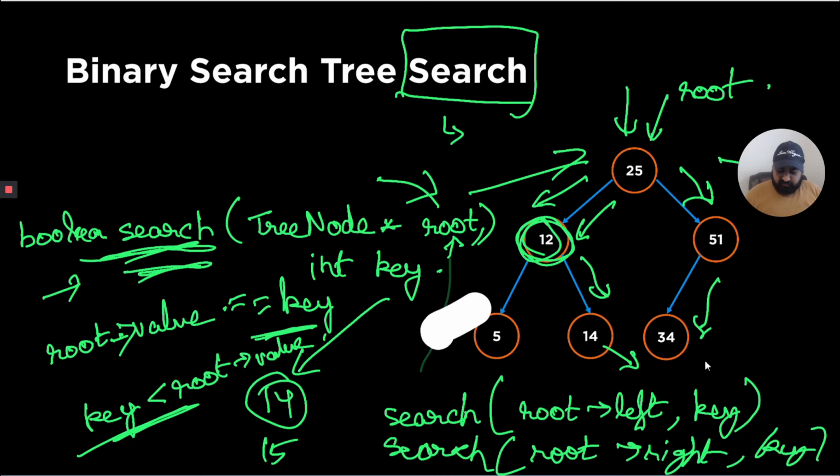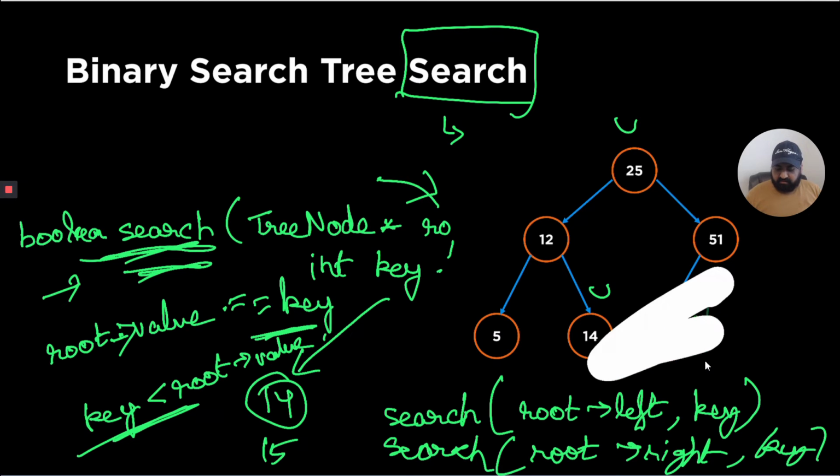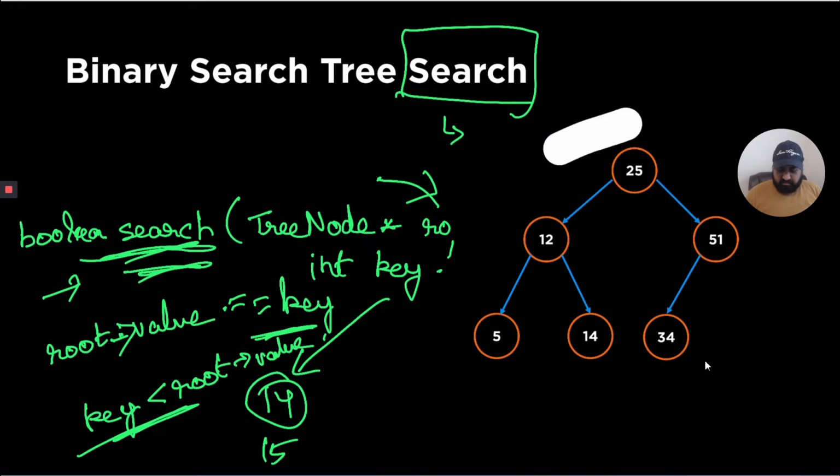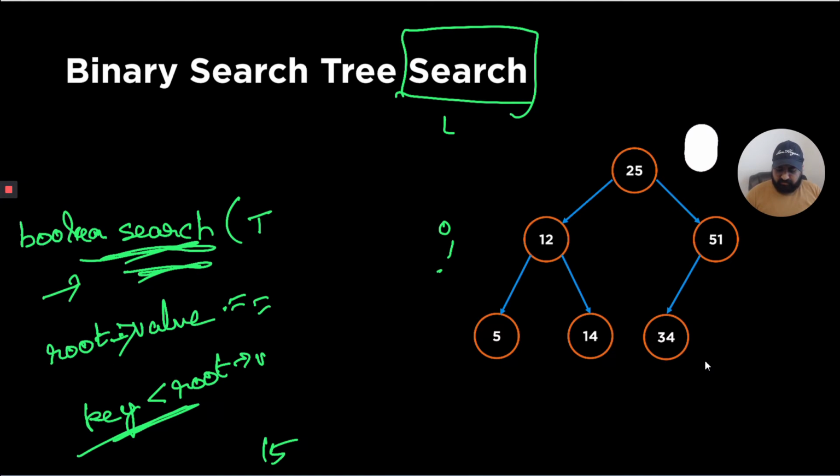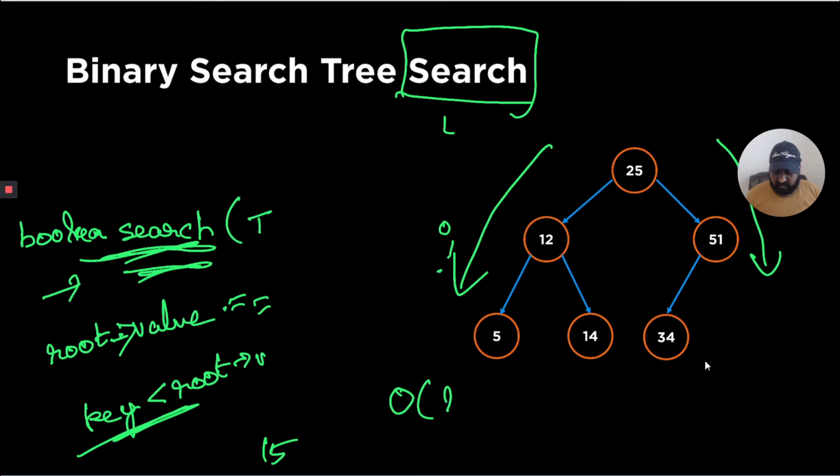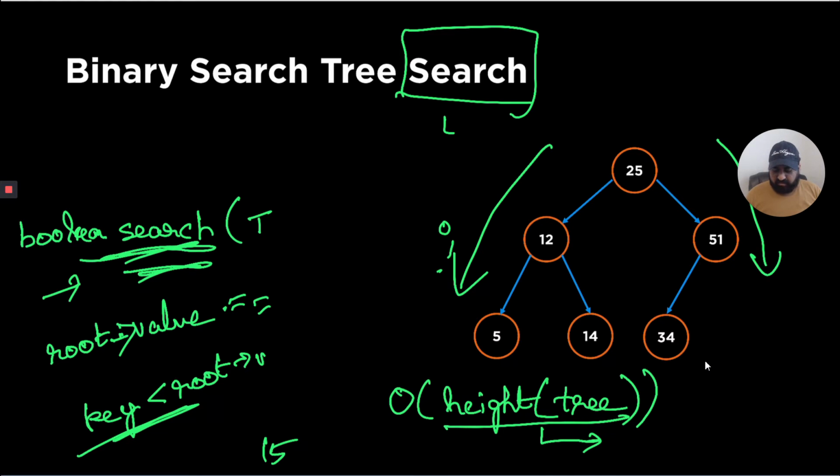One thing you might have noticed from this is that the search is actually dependent on the height of the tree, since we are going either towards left or right, and this search is proportional to the height of the tree. If you want to find out the time complexity of this, it would be O of height of this tree. In the next module, we are going to discuss how we can derive the height of the tree. It could be anywhere in the range from 1 to n.